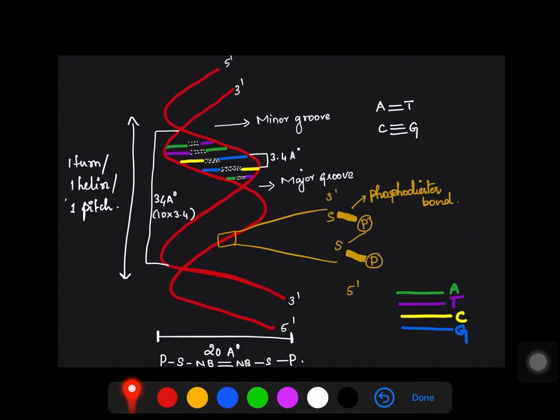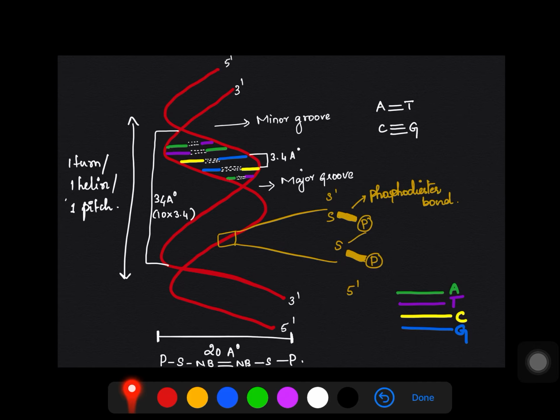This backbone is made up of a sugar and a phosphate group. In DNA, deoxyribonucleic acid, the sugar present is deoxyribose. This sugar binds with the phosphate with the help of a phosphodiester bond. This phosphate combines with the next sugar, then phosphate and the next sugar, so the chain elongates like that. This is the backbone.